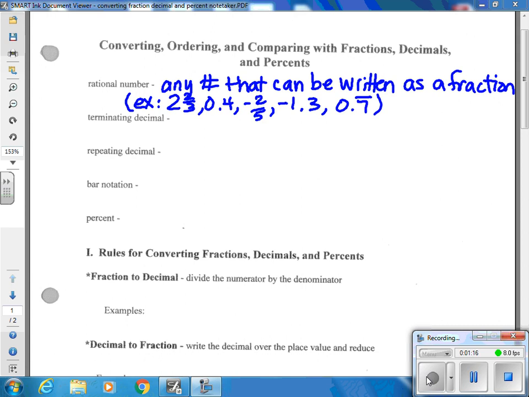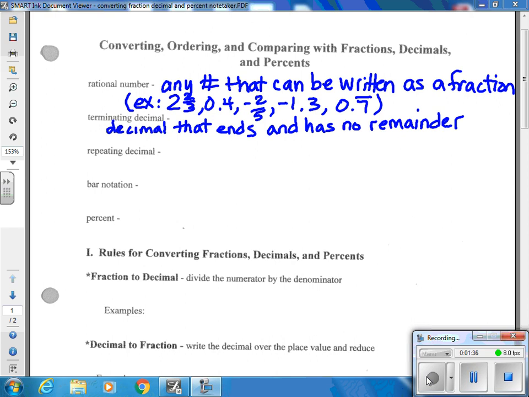All right, so the next vocabulary word we want to look at is called a terminating decimal. And this is a decimal that ends. When something terminates, it stops. So it's a decimal that ends and has no remainder. So if you were to divide it, there would be nothing left over.